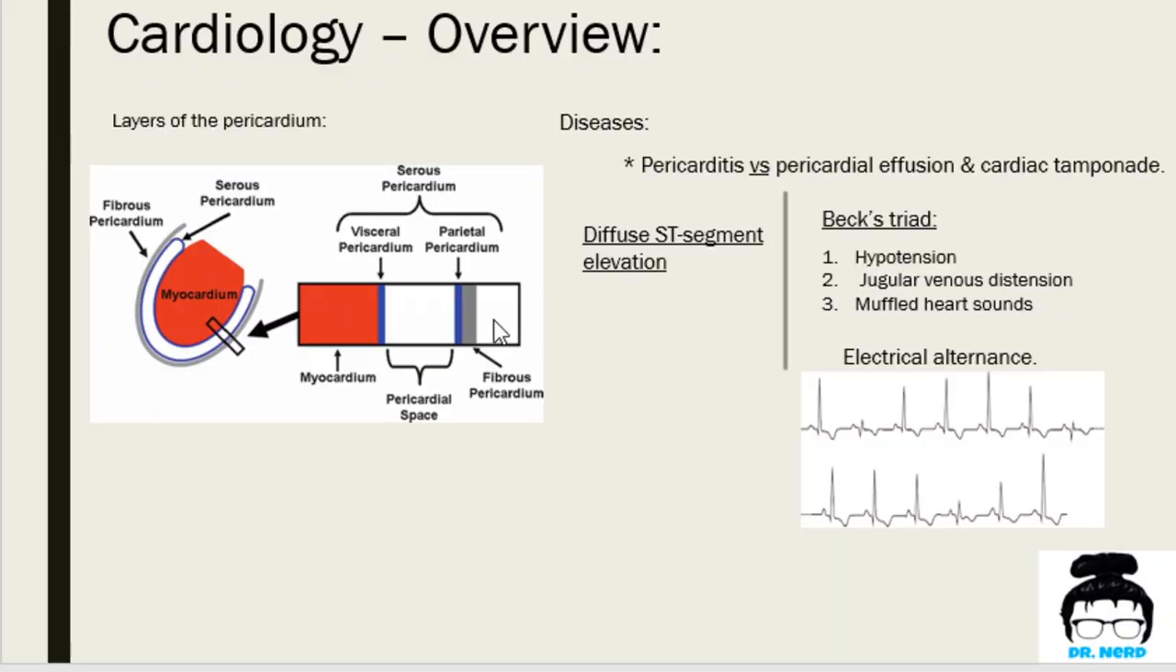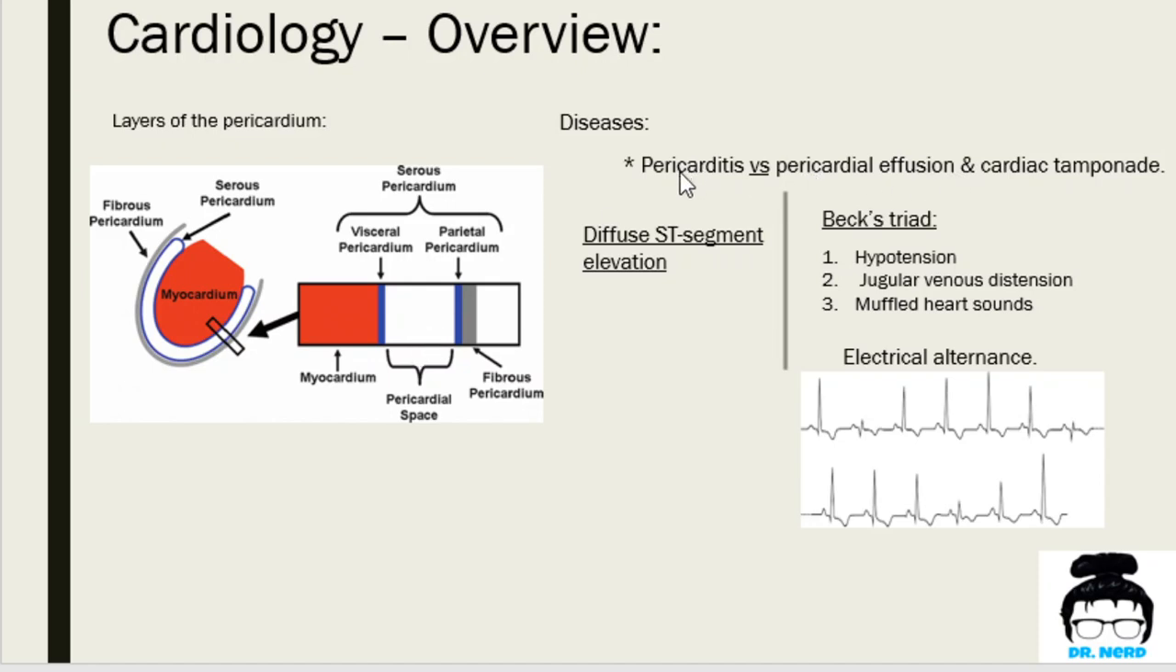Now, when we talk about diseases regarding the pericardium, there are only two diseases, pericarditis and cardiac tamponade. Pericardial effusion is just one of the consequences of pericarditis. Now, what is pericarditis? Pericarditis is the inflammation of the pericardium. And because of inflammation, the fluid may increase a little bit, which is pericardial effusion.